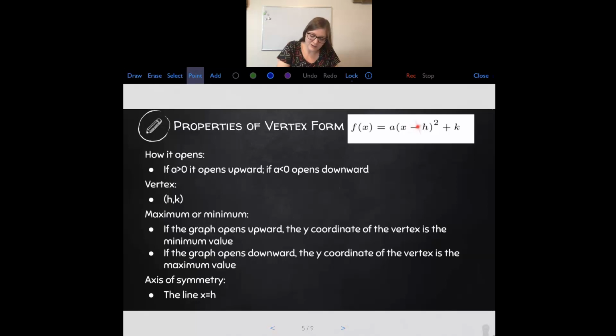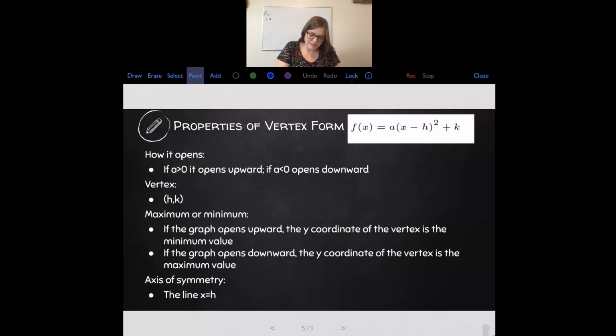Notice since there's a minus here, the x-coordinate of the vertex is h, or some students think of it as the opposite of what's in here. So if it's minus h, the x-coordinate is going to be positive. If it's a plus h, the x-coordinate is going to be negative, and then k is just k.